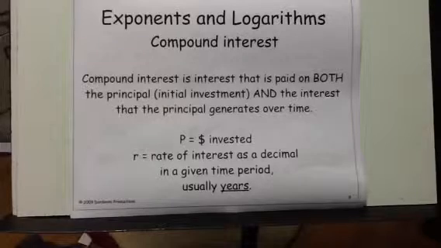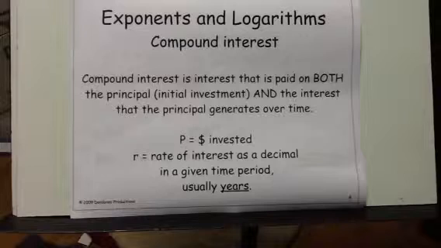So for instance, if you invested $100, at the end of the year you would have more than $100. So compound interest is going to generate interest on the new amount as well as the original invested amount, which includes the original invested amount, I should say.